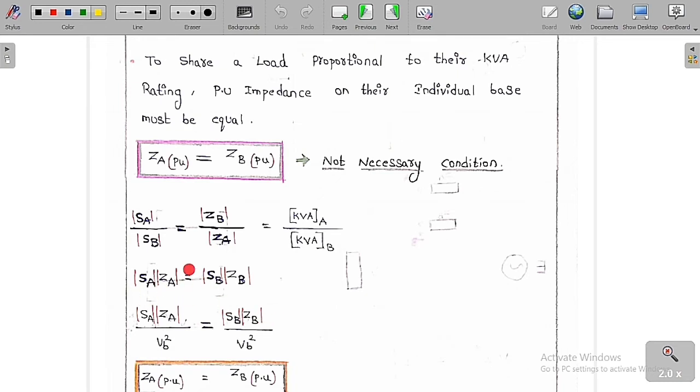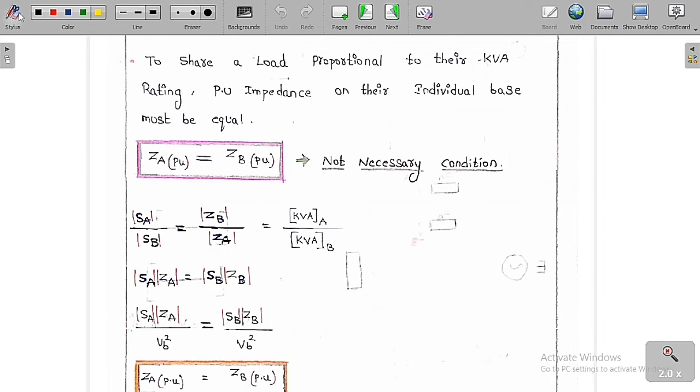So basically here you have to do the cross multiplication of these two things and do the division by VB square. Then you are going to get the per unit impedance on the individual base must be equal. Then only can they share the load proportional to their KVA ratings. This is the point that you always have to remember.